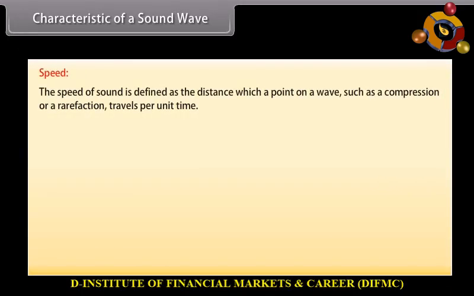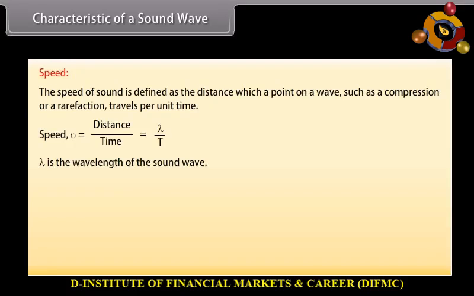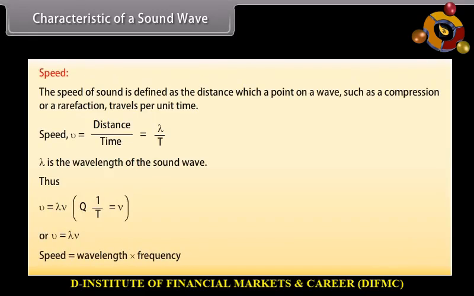Speed. The speed of sound is defined as the distance that a point on a wave, such as a compression or a rarefaction, travels per unit time. We know that speed, v, is equal to distance upon time, which is equal to lambda upon T. Here, lambda is the wavelength of the sound wave. It is the distance travelled by the sound wave in one time period of the wave. Thus, v equals lambda into nu. That is, speed is equal to wavelength into frequency.